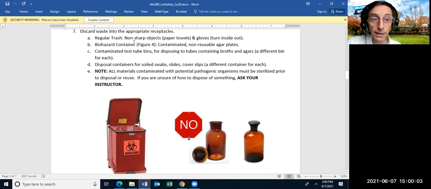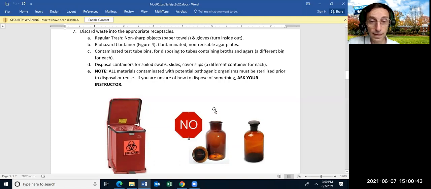No glass ever in a trash can or in the biohazard container. Anything that is contaminated with microorganisms should be put in the biohazard container. Also, I call it the autoclave container. Like if you spill microorganisms on your glove, when you take the gloves off, put them in the biohazard container. No glass goes in the biohazard container. So if you have broken glass, it goes in the broken glass container, which I don't think is shown.